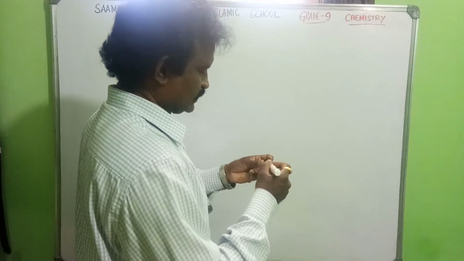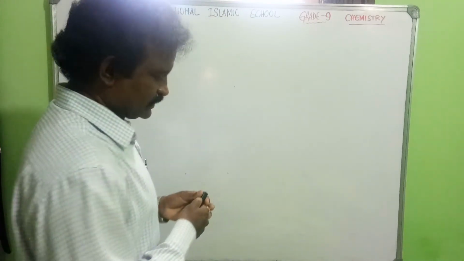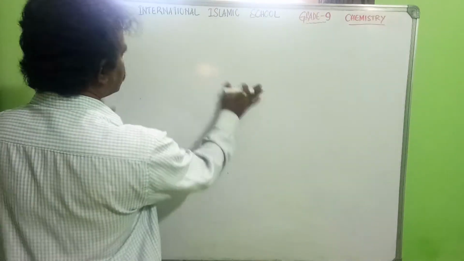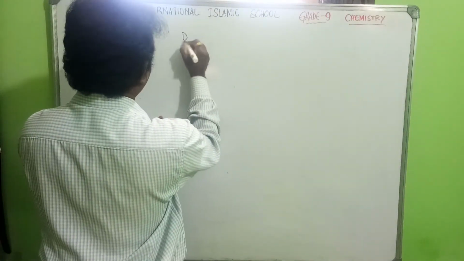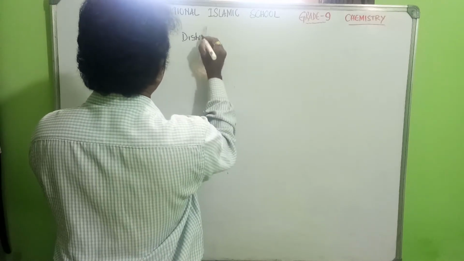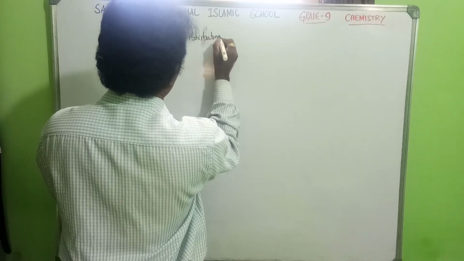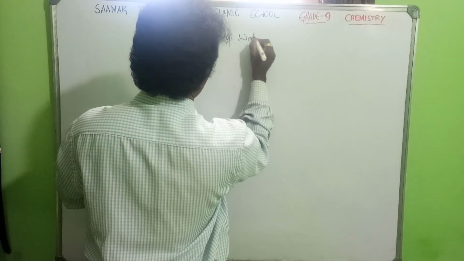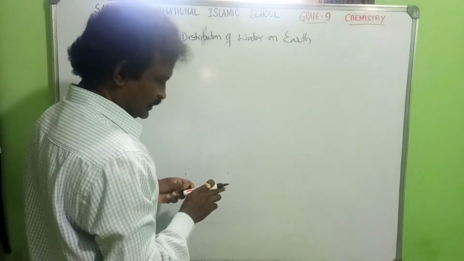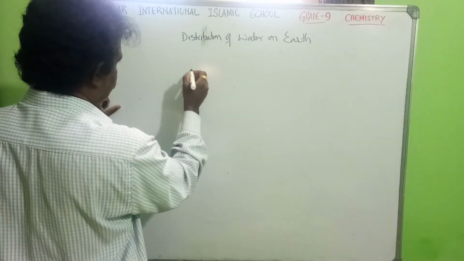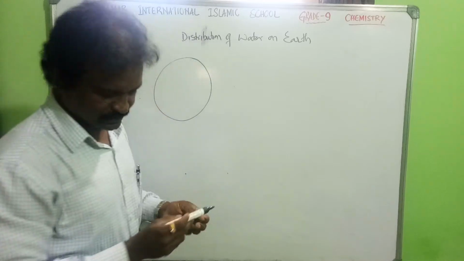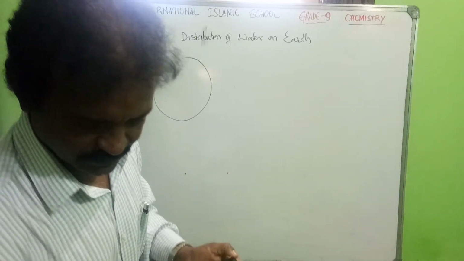Now, sea and river are natural resources again. Here, what we should know is the distribution of water on the earth. Okay, now let us see. I will draw the images like this. First one, what is this? Now I'll tell you. Just think this is a globe.